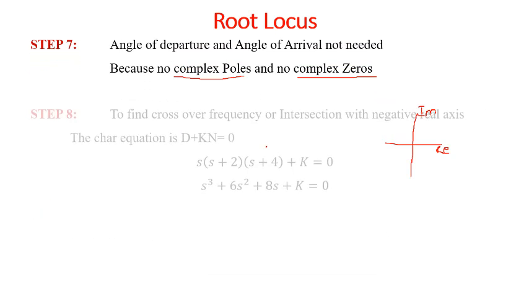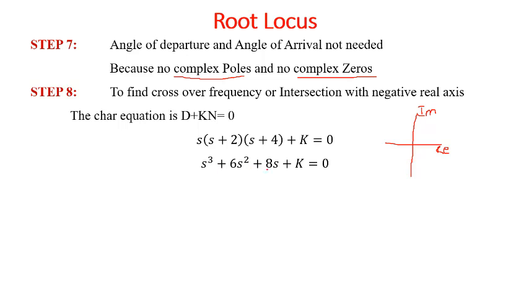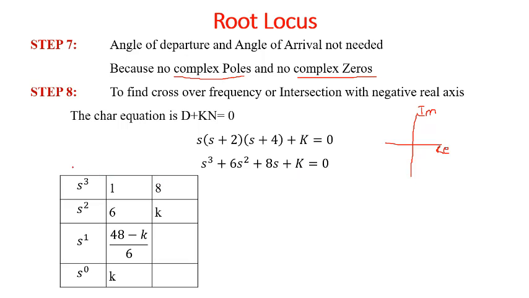So s cube plus 6s square plus 8s plus k. We have to find this k value first. For that, we apply the RH array, which we obviously know how to do. Here we have the s cube coefficient, that is 1, then the s coefficient is 8. We fill here 1 and 8. Next, the coefficient of s square, that is 6, and next k we are going to fill.